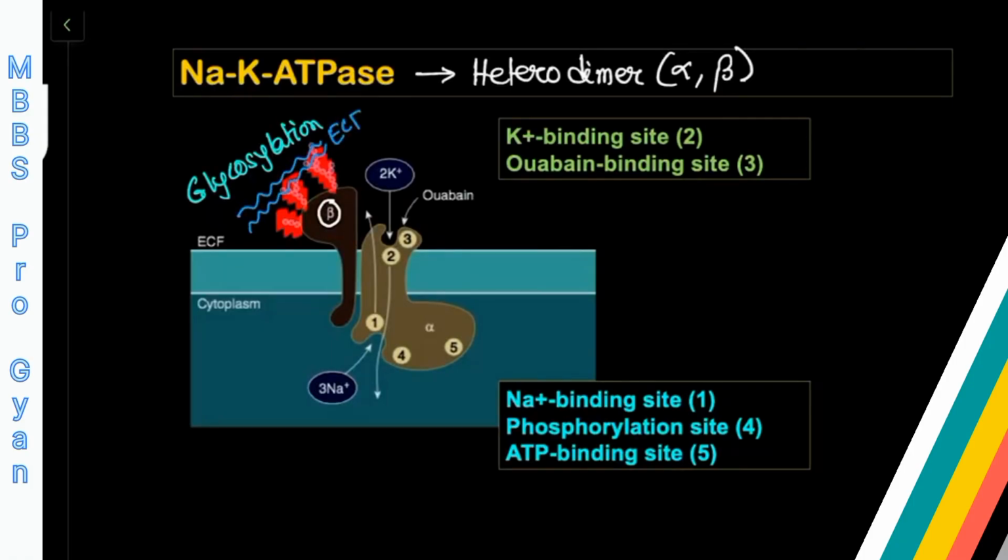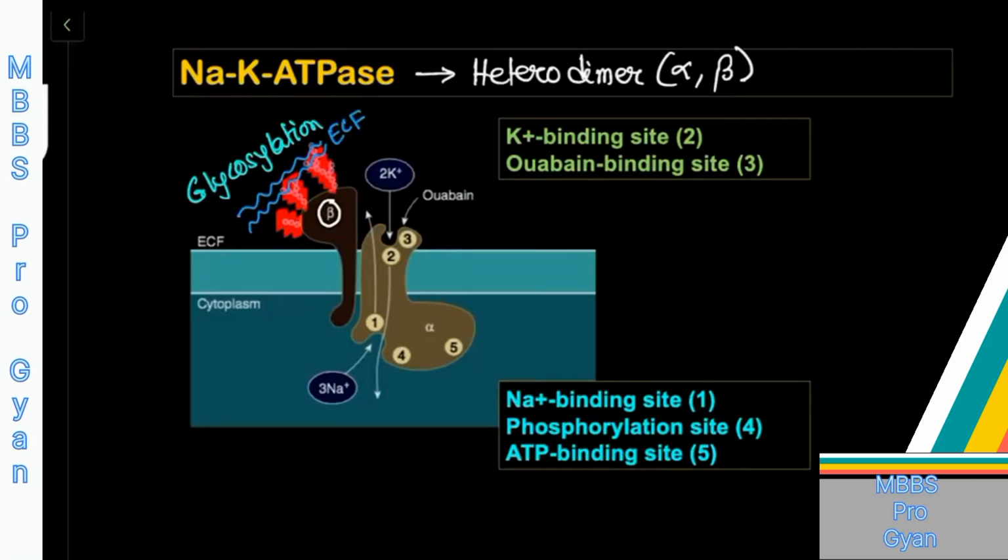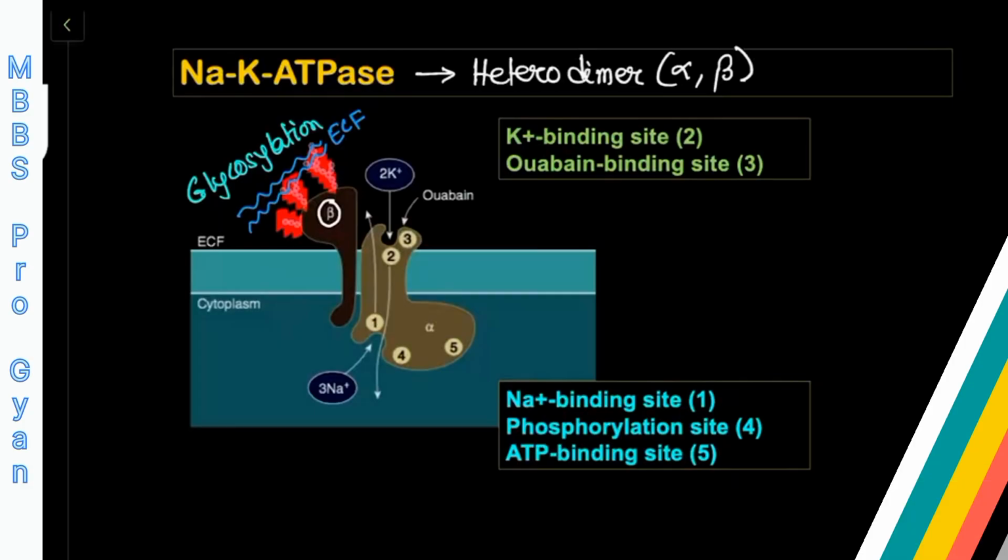matrix protein. So this is, suppose, the extracellular matrix. The sodium potassium ATPase remains attached with extracellular matrix protein with the help of the beta subunit, with the help of glycosylation, which is present on the beta subunit, right? So I remember it like this: beta for binding subunit, it remains attached with the extracellular matrix, right?